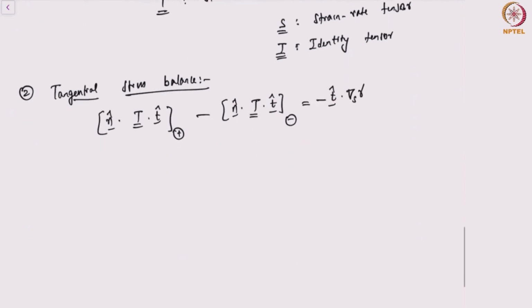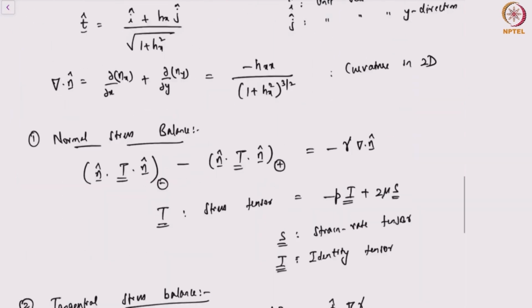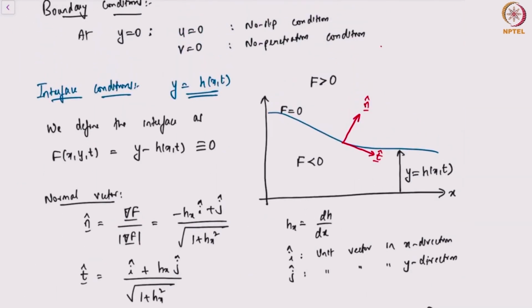Now there is a third condition which is important, which is called the kinematic condition. So what does the kinematic condition say? The kinematic condition says if you are on the interface, then the motion of the interface is coupled to the fluid on either side of the interface, right? So let's look at this figure that we have here. We have defined the interface to be F equal to 0, right? So every point on the interface will have F equal to 0. Let's consider an arbitrary point on this interface.